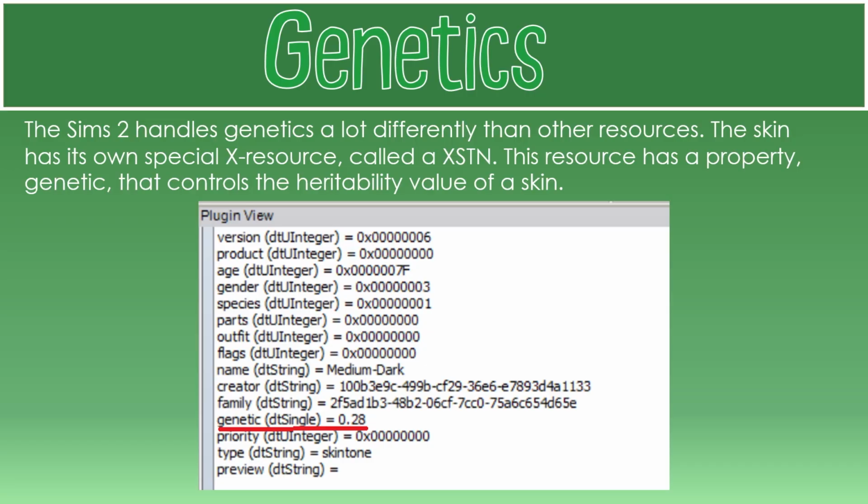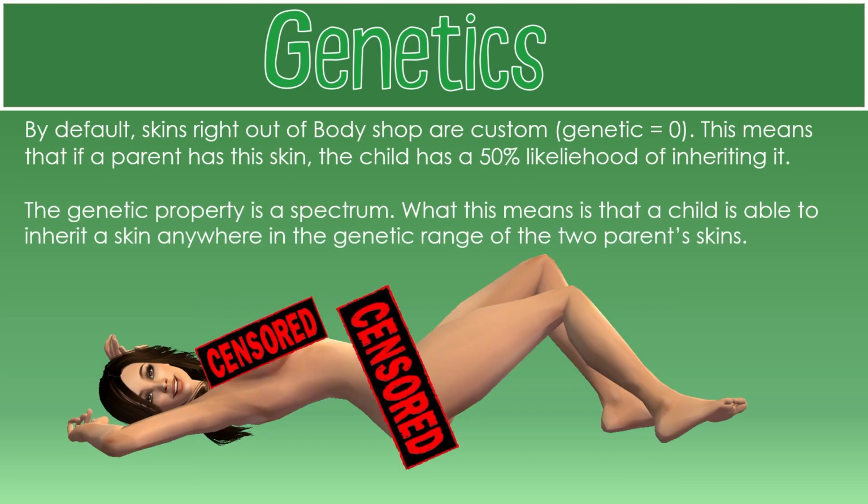But back to skins. The skins have a specialized text-editable resource called the XSTN. This resource has one property, genetic, that controls the heritability value of a skin. By default, skins right out of Body Shop are custom, so they have a genetic value of 0. What does that mean? That means that a child of this parent sim is 50% likely to inherit that skin. So if you have two sims with custom skins, the child is 50% likely to inherit that. And also, townies can apply this skin, and also it's not affected by the genetic values of other skins.